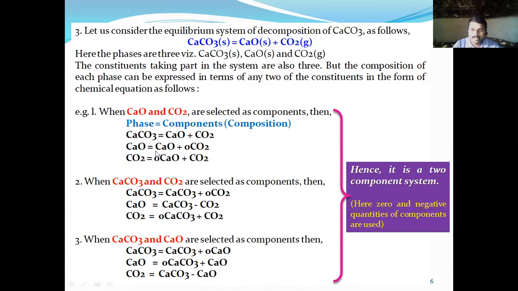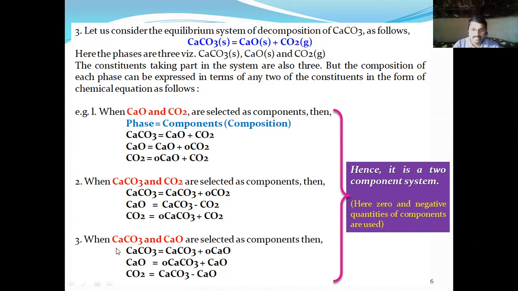Similarly, calcium oxide will be indicated by calcium oxide plus 0 carbon dioxide, and carbon dioxide will be indicated by 0 calcium oxide plus carbon dioxide. Similarly, if we select calcium carbonate and carbon dioxide, calcium carbonate plus 0 CO2, then calcium oxide will be expressed as calcium carbonate minus CO2, and CO2 will be expressed as 0 calcium carbonate plus CO2.